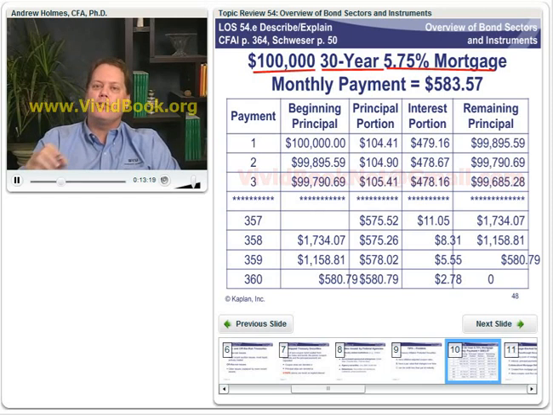Well, if we use our time value of money skills, we take 5.75, divide it by 12, and put that in as the interest rate, 360 months as the N, $100,000 is the present value, and calculate the payments. What we're going to get on these mortgage payments is $583.57.